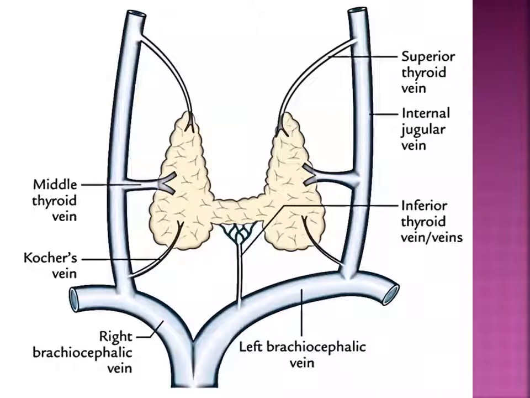This is the diagram which is showing the venous drainage of the thyroid gland. You can notice here that the superior thyroid vein is draining into the internal jugular vein at the right upper side of the diagram, while the inferior thyroid vein is forming a plexus and draining into the brachiocephalic vein. And the middle thyroid vein is also directly draining into the internal jugular vein on both sides.